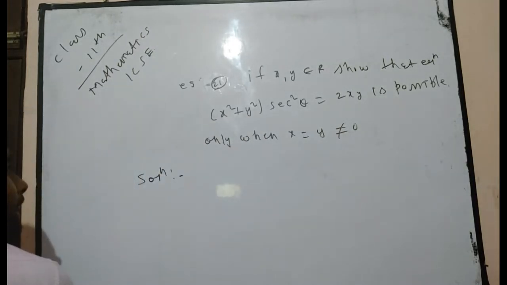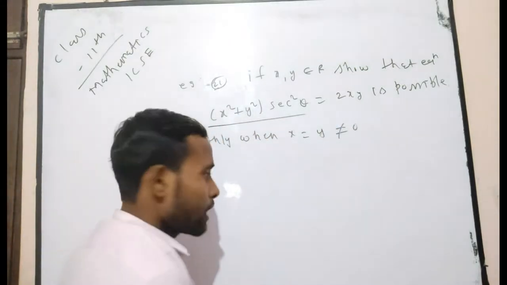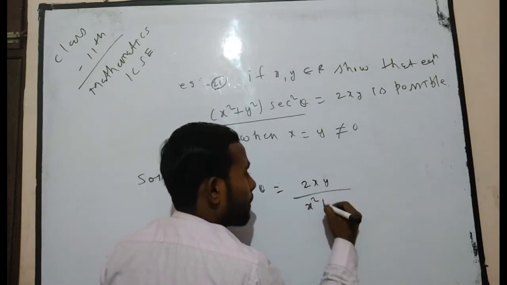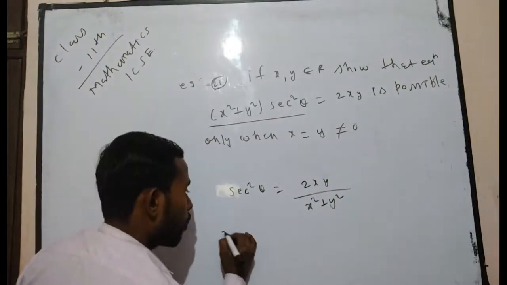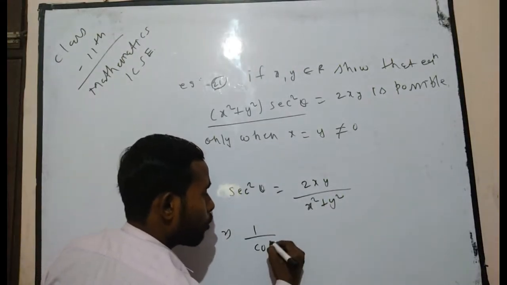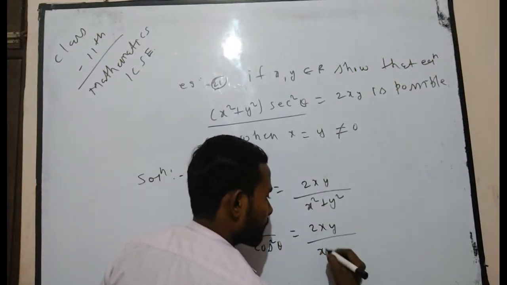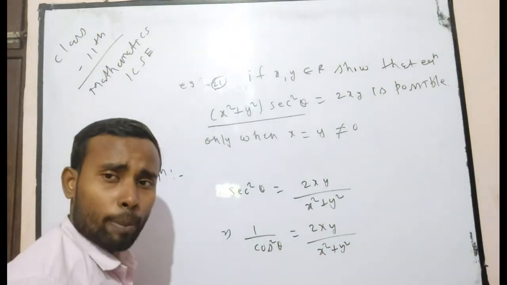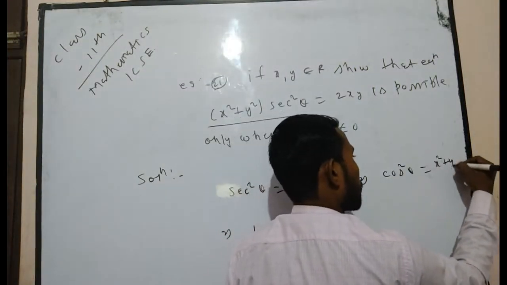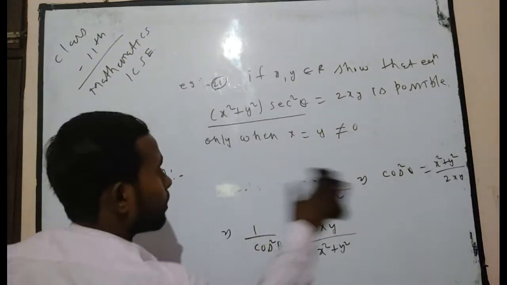First of all, in this problem it is given that x square plus y square times sec square theta is equal to 2xy. So from this equation you can say that sec square theta is equal to 2xy divided by x square plus y square. Using the formula, sec square theta is the reciprocal of cos square theta. So cos square theta is equal to x square plus y square divided by 2xy. I think you understand my method. Now I want to rub it.